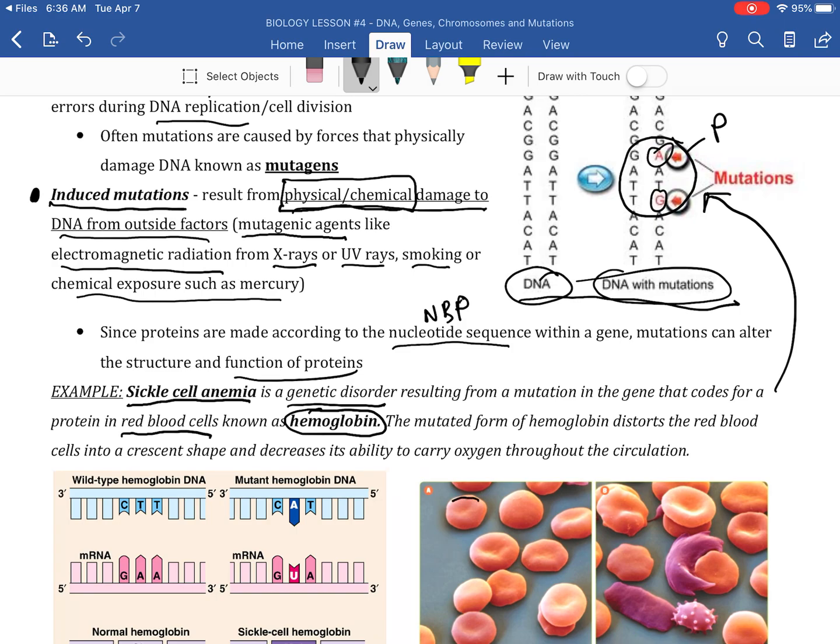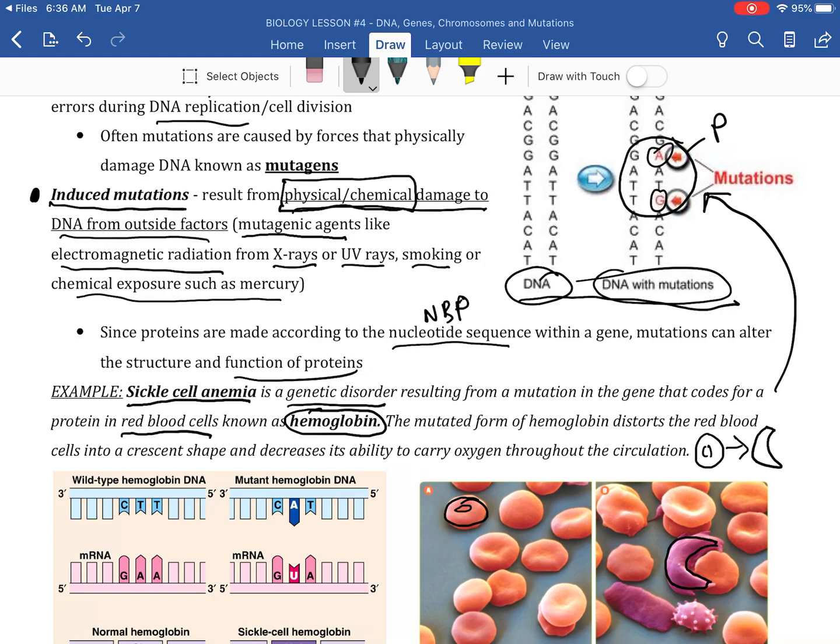All right. This is a normal red blood cell. Kind of looks like a donut. That's what its shape is supposed to be. A sickle cell anemia resulting from a genetic disorder because of mutation in the gene, the red blood cell doesn't really look like a donut. It kind of looks like a moon, all right? So the mutation goes from kind of like a donut to looking like this.